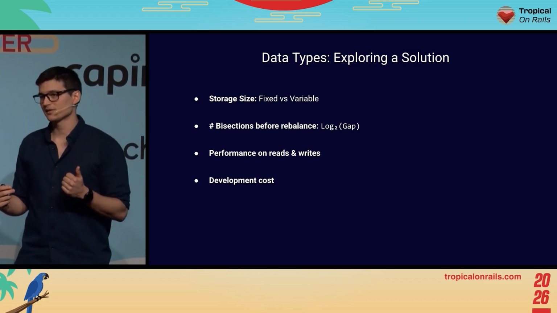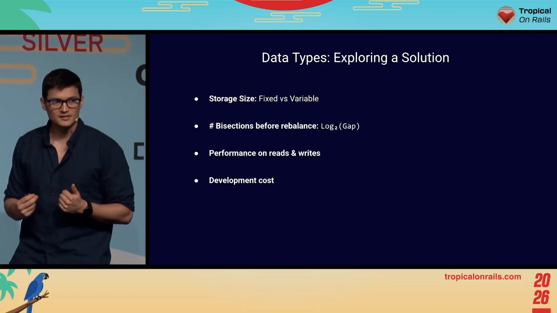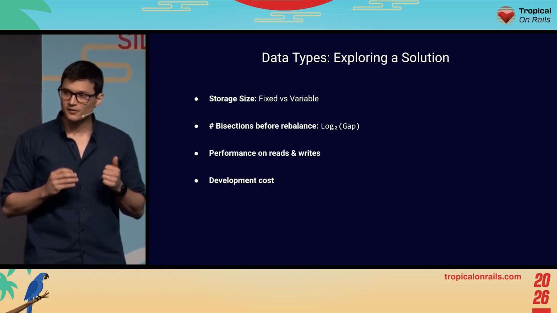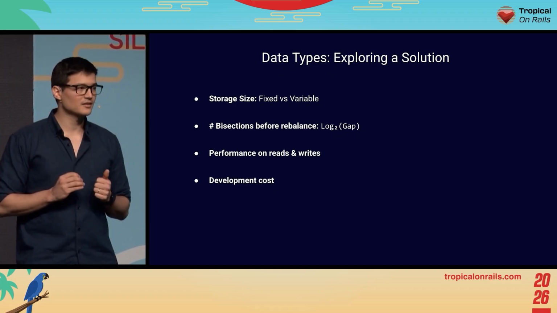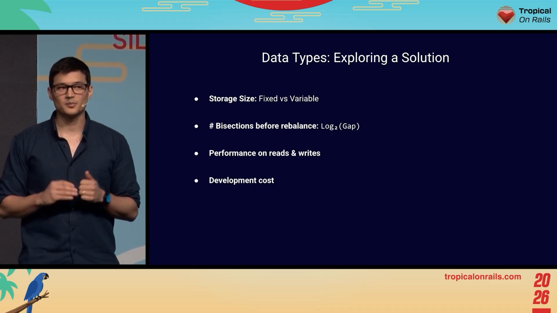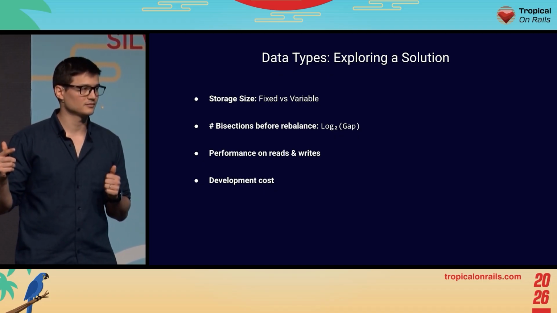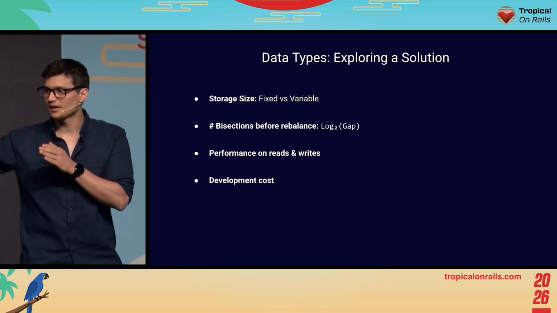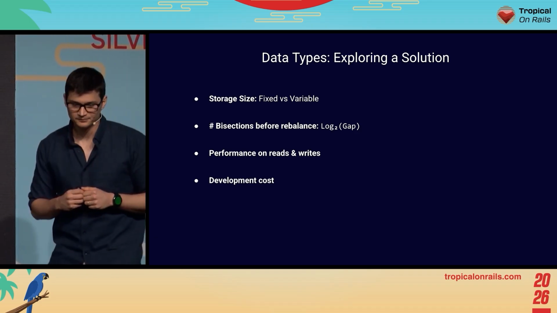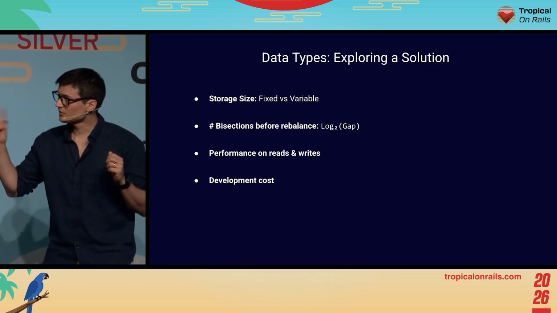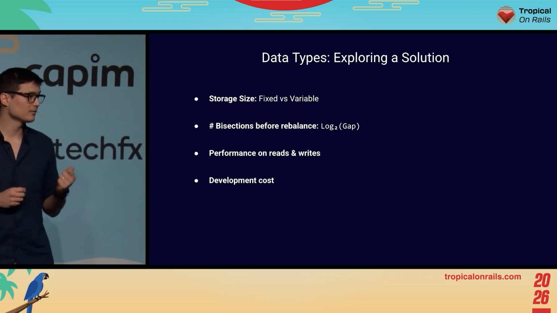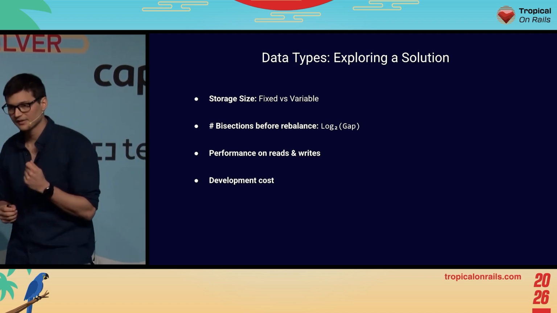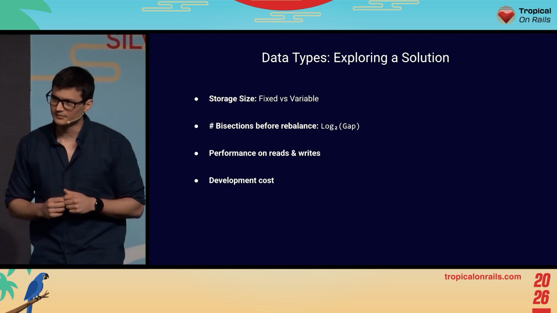For big integers, the size is fixed. It's 8 bytes for most databases. For decimals, same thing. The difference is that we need to define precision and scale. Precision is how many digits after the comma, and scale is before the comma. Strings, however, are variable. The size depends on the number of elements, the number of characters that we have per each element.